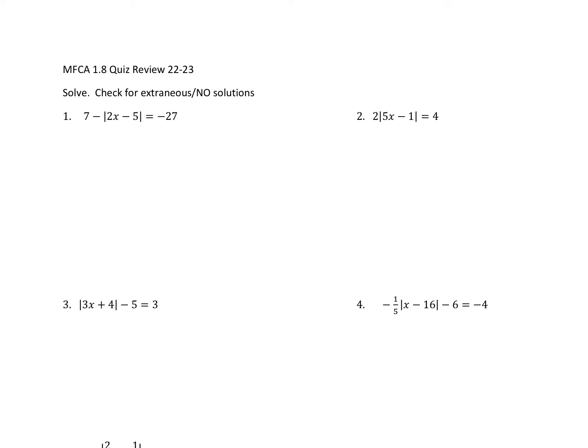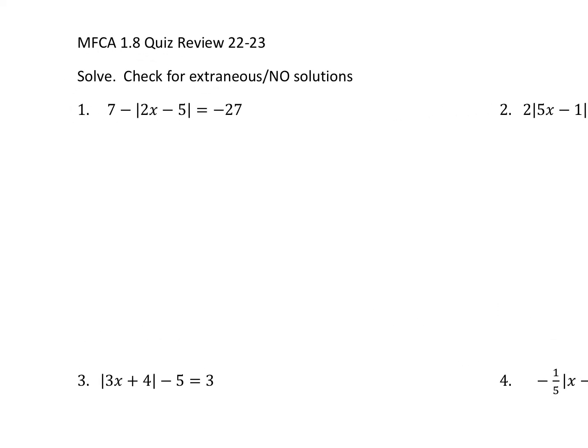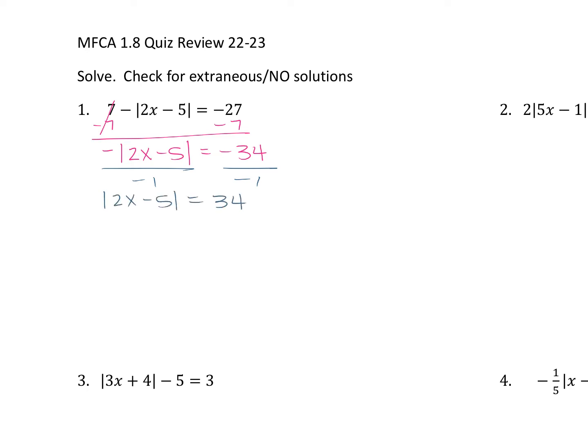So with this one, we're going to move the 7 over first by subtracting it from both sides. That gives us the opposite of the absolute value of 2x minus 5 is equal to negative 20. Or sorry, negative 34. Then from there, we're going to divide the negative out of your left side to just have the absolute value of 2x minus 5 is equal to positive 34.